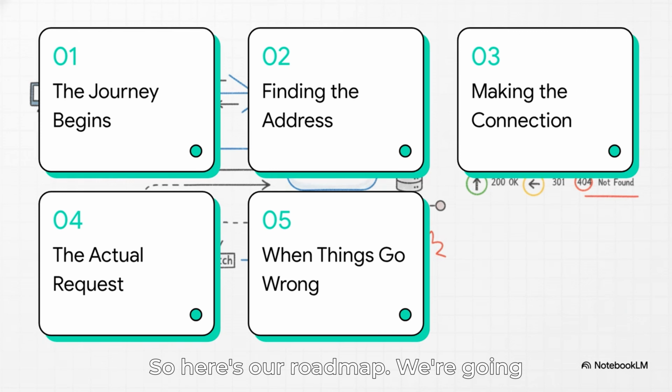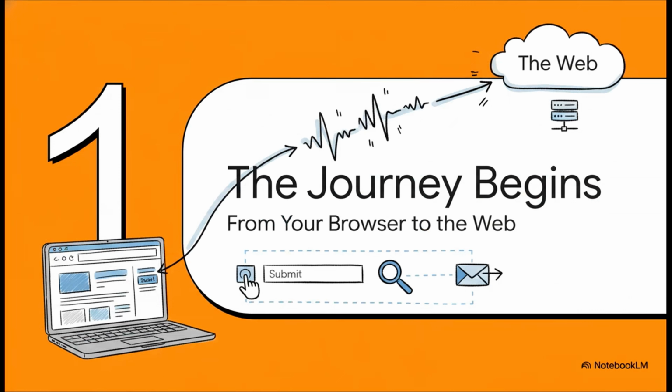So here's our roadmap. We're going to follow a single web request from the very beginning, that keystroke, all the way to the server and back. And trust me, once you understand each step of this journey, you'll be able to pinpoint exactly where things are going wrong. All right, let's kick things off right at the start.